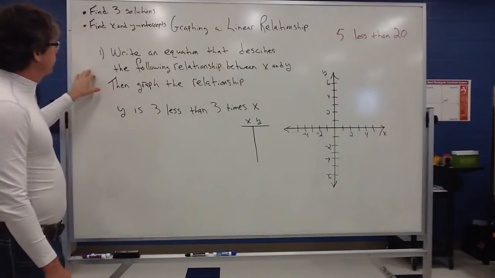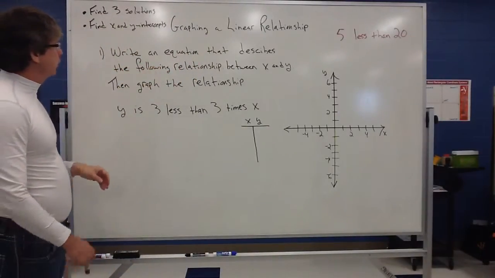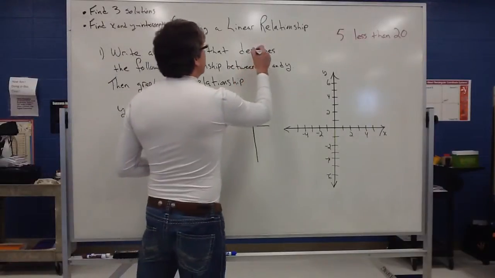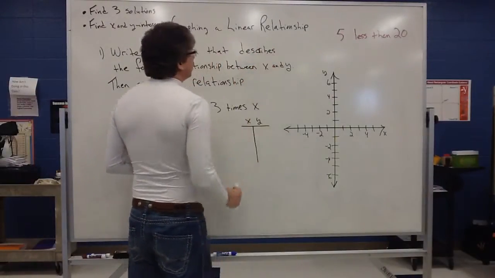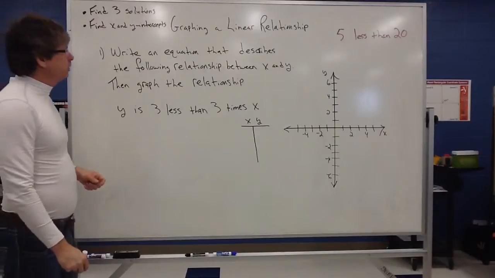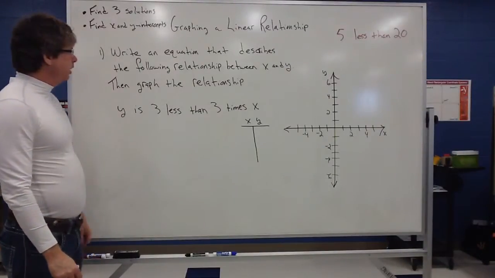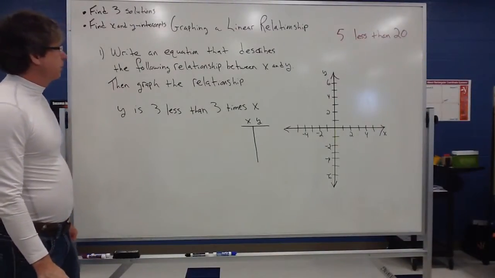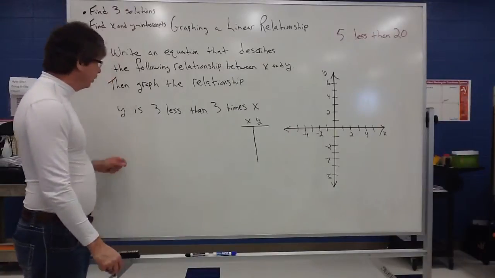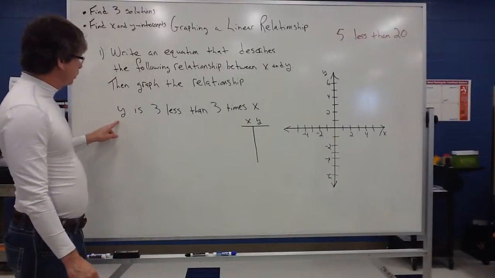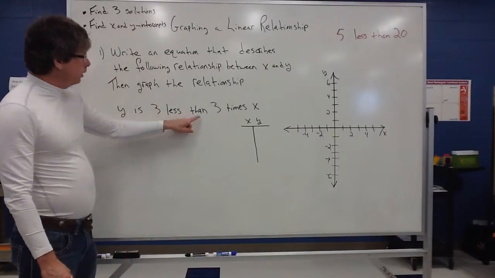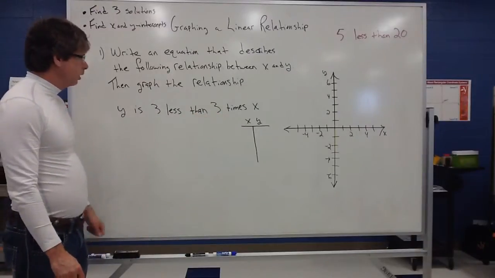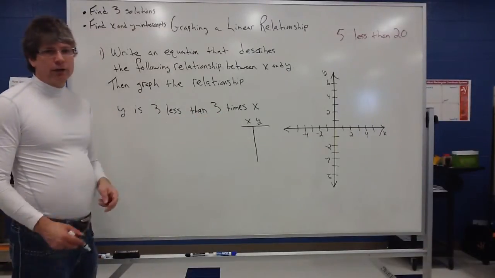So here are our directions. Write an equation that describes, left off my R there, that describes the following relationship between x and y. Then graph the relationship. So here's my little phrase. Y is 3 less than 3 times x. What I've got to do is translate that into an equation.